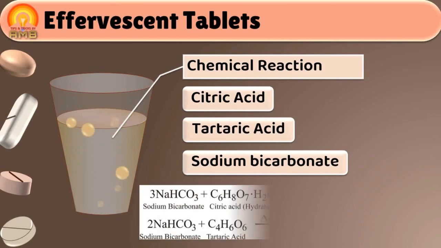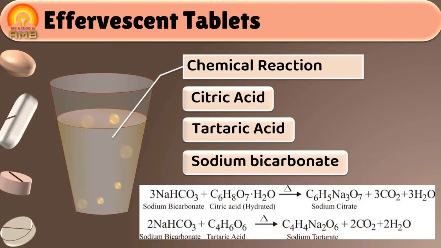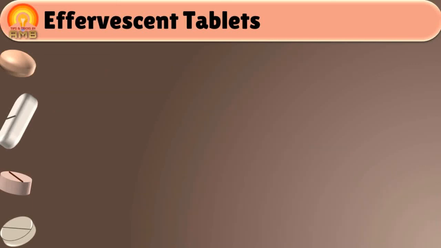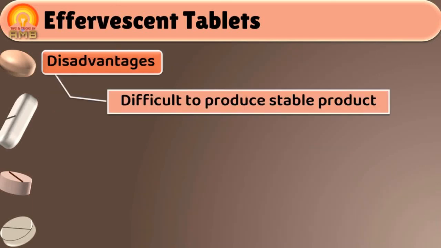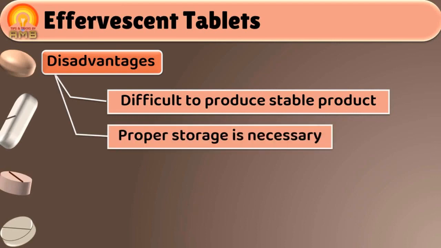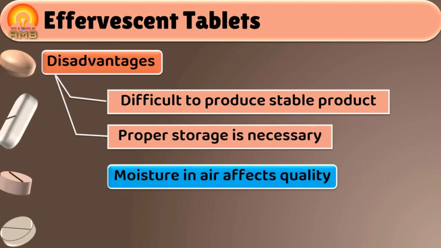Acid reacts with sodium bicarbonate in the presence of water to liberate carbon dioxide. The main disadvantage of effervescent tablets is the difficulty in producing a stable product, and storage should be done properly, as moisture from air may initiate the effervescent reaction and may affect the quality of the product. An example of a drug which is available in the market as an effervescent tablet is aspirin.